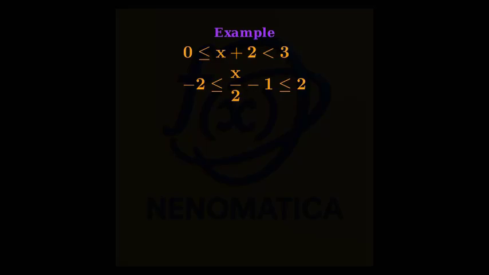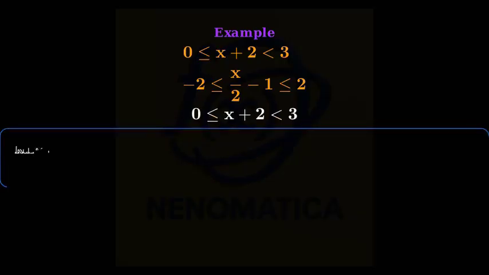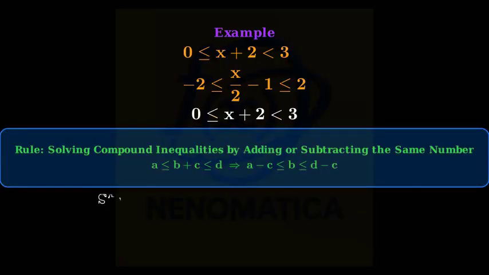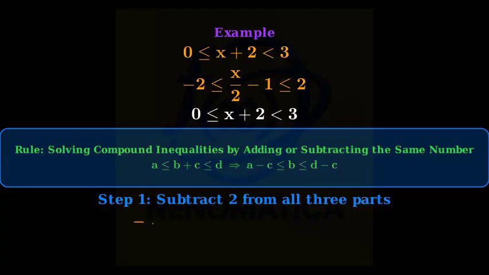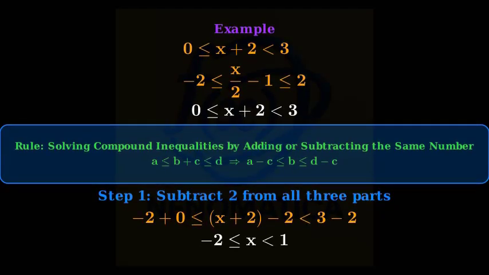In this lesson, we will solve two compound inequalities step by step, exactly following the algorithm shown on screen. First, you will see the word example, then the problem in bold orange math, and then we will proceed through the rules and steps. We start with the first inequality, 0 less than or equal to x plus 2 less than 3. We will apply the rule, add or subtract the same number on all parts of a compound inequality. To isolate x, we subtract 2 across the entire inequality.